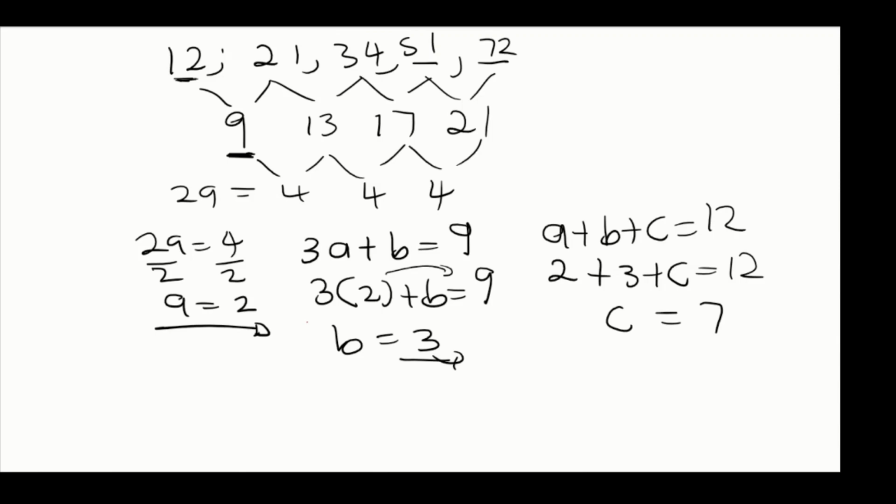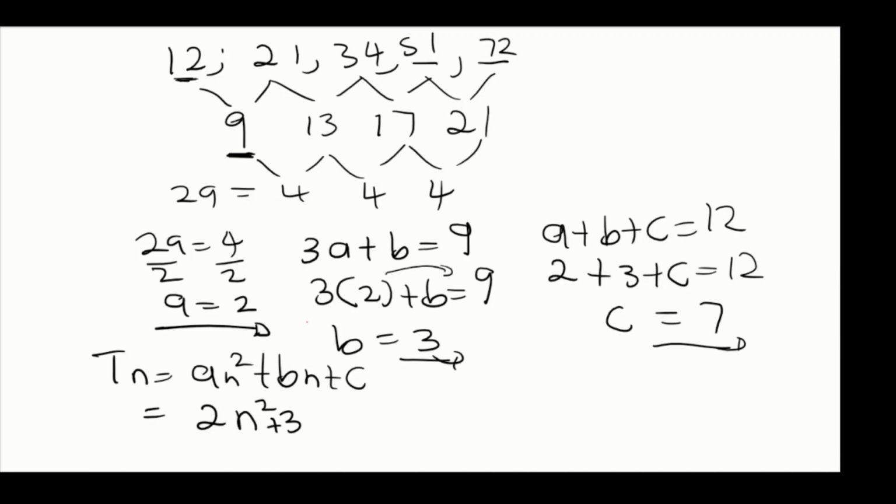So now you have our a, b, and c values. Our nth term, we know the standard formula is equal to a n squared plus b n plus c. So we're going to substitute the values. Our a is 2, so it's going to be 2n squared. Our b is 3, so it's going to be plus 3n. Our c is 7, so plus 7. So this would be our nth term.